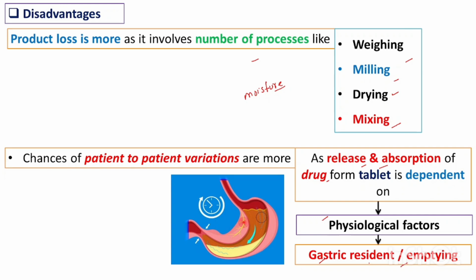If the gastric residence or emptying time is delayed in some patient, it will show a delayed pharmacological, therapeutic action. Like that, every individual patient and their disease history will also affect tablet release and absorption, right? Which will ultimately affect the therapeutic effect for individual patients depending upon their individual physiological conditions, right?